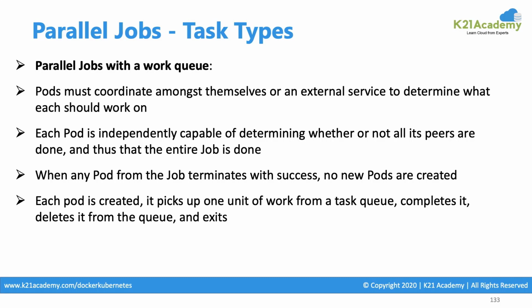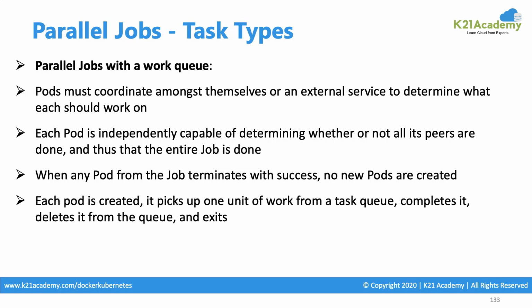Plus, we need to understand that one pod is finished, then the other pod finishes, then the job is marked as done or not done. If the pod is created and it terminates with a success, no pod for its replacement would get created. Rather, what happens is a pod is created, it picks one work item from the queue, completes it, deletes that particular item from the queue and exits.